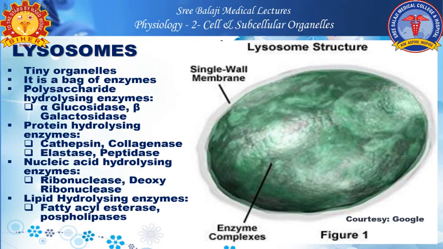So this is a lysosome. Single-walled structure. Enzyme complexes are present inside the lysosome, and it will hydrolyze all the macromolecules with the help of the respective enzymes. Tiny organelles, bag of enzymes. So protein hydrolyzing, lipid hydrolyzing, nucleic acid hydrolyzing. It has got a granular matrix.